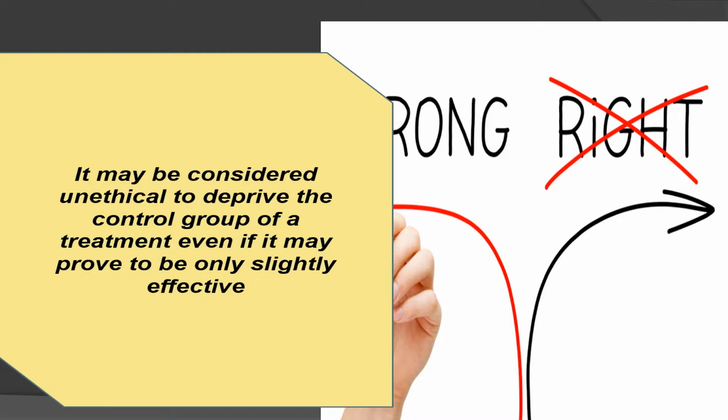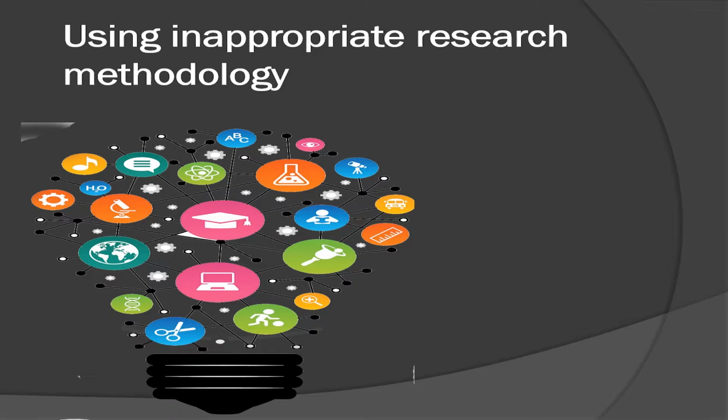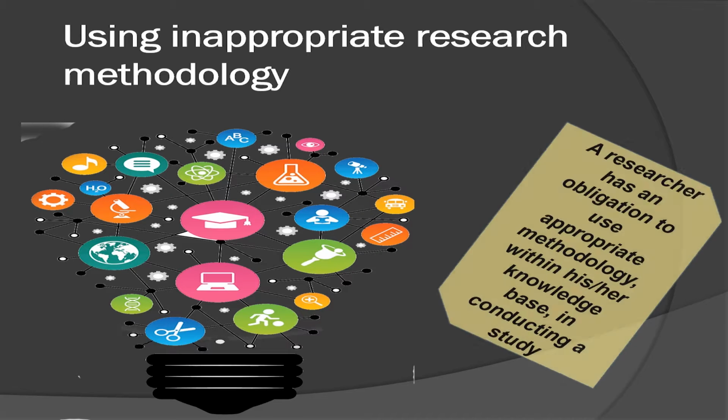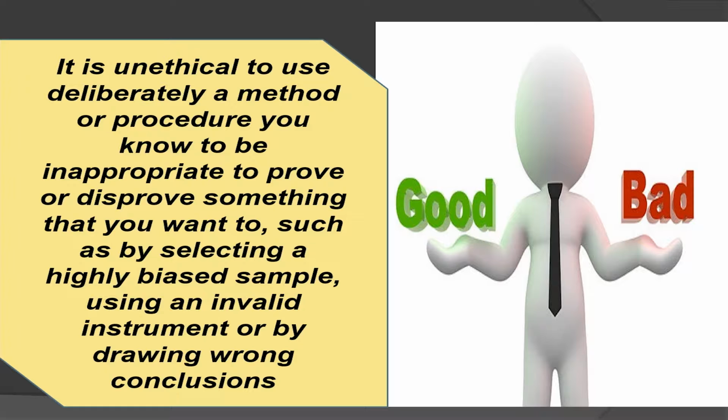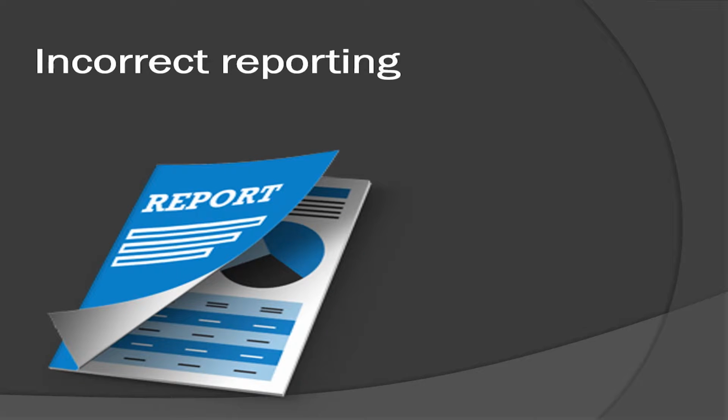The next issue is using inappropriate research methodology. A researcher has an obligation to use appropriate methodology within his or her knowledge base in conducting a study. It is unethical to deliberately use a method or procedure you know to be inappropriate to prove or disprove something that you want to, such as by selecting a highly biased sample, using an invalid instrument, or by drawing wrong conclusions. The next is incorrect reporting.